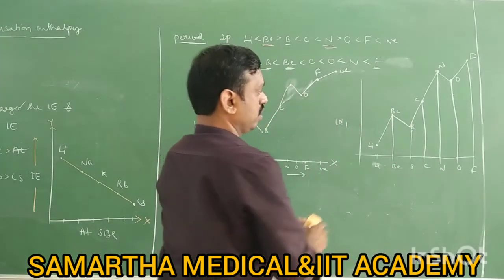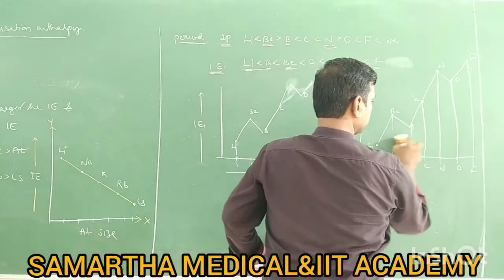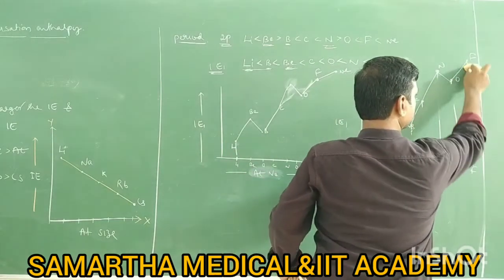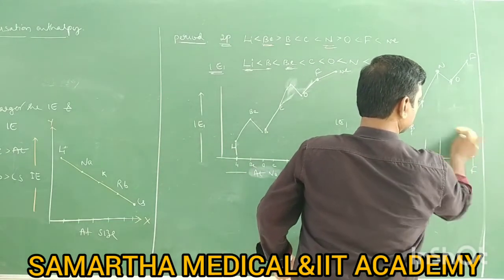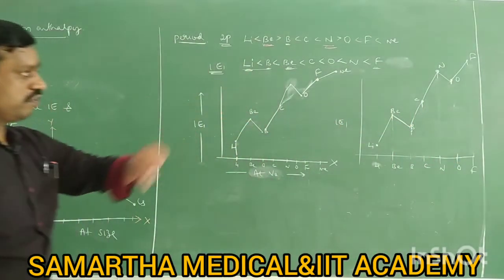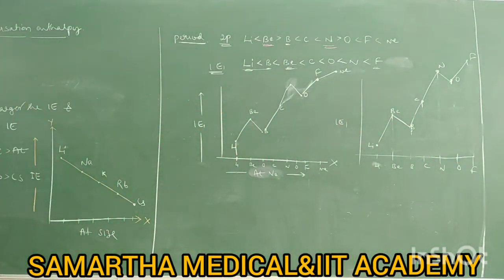Okay, then if you remove this, erase this, same graph, you'll get the same graph. So this is how you can draw the graph related to ionization enthalpies.